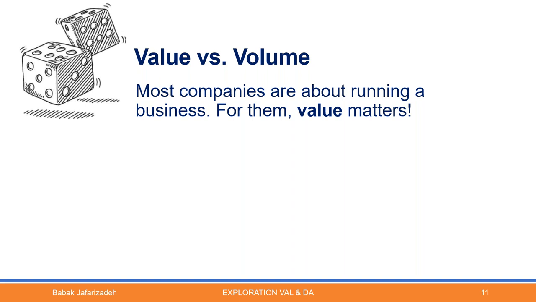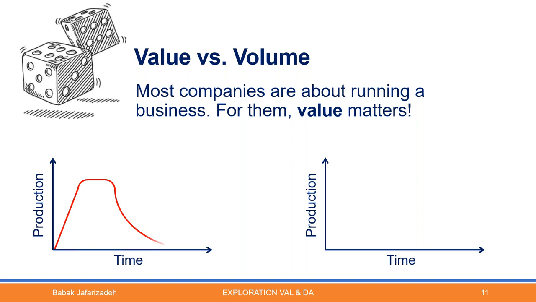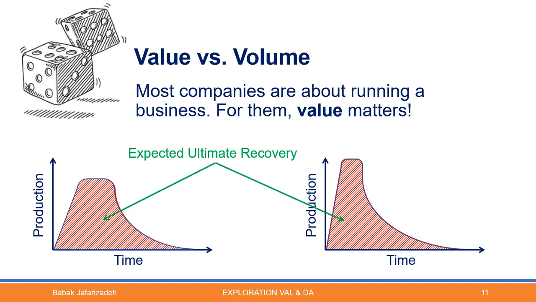Many companies discuss value versus volume, and I thought we could address it here. Many companies look for volume and they say that more volume is better. Here is an example. We have two different production profiles that result in exactly the same amount of oil. The area under the curves represents the cumulative ultimate recovery. So the amount of oil that is produced in these two instances is exactly the same.